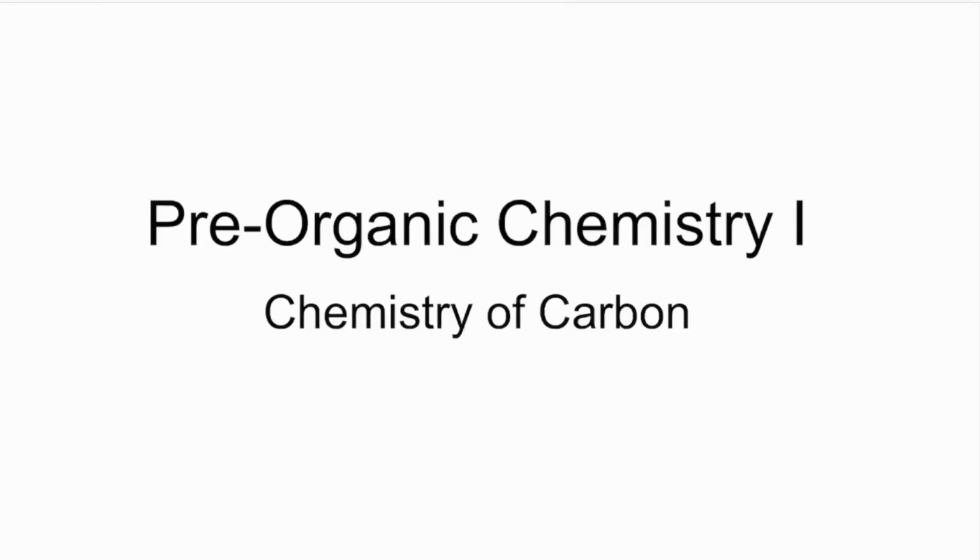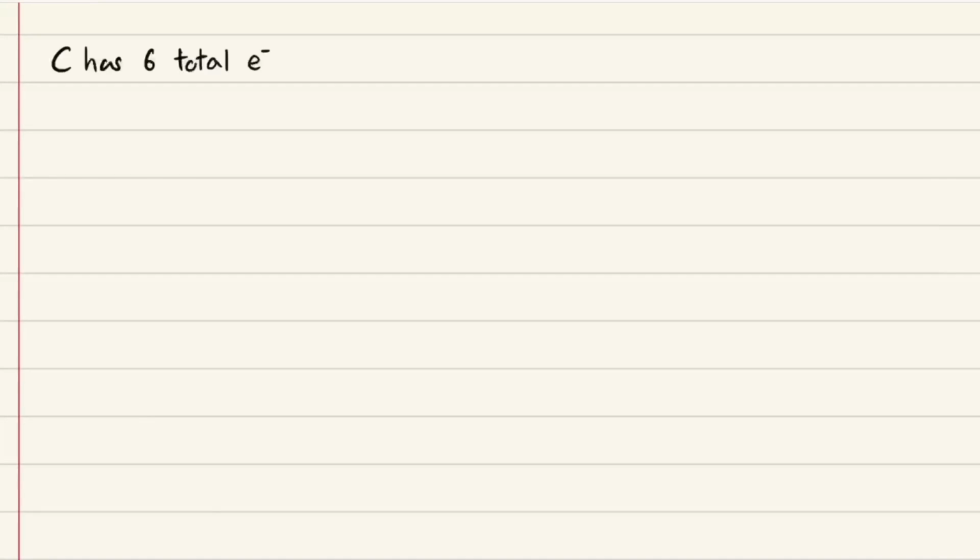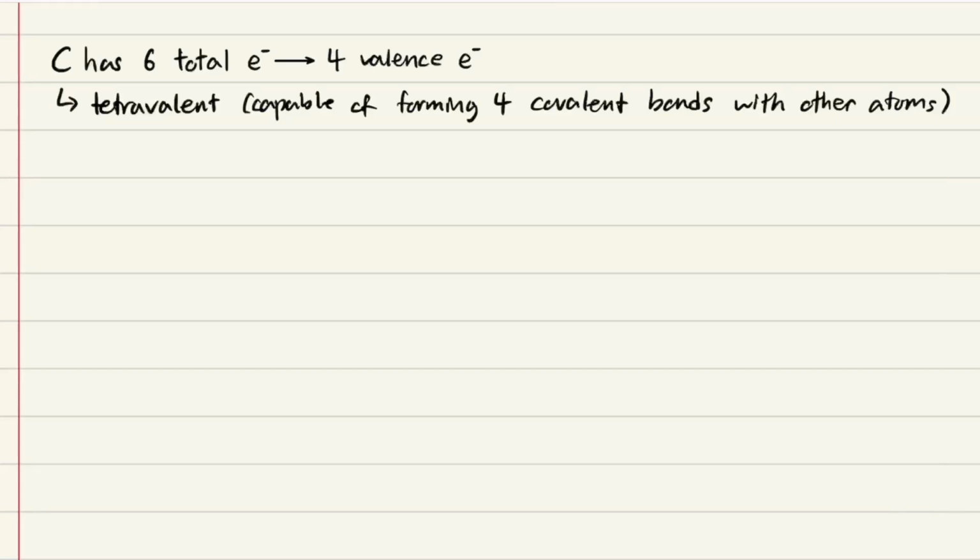In this video, we will discuss some key properties of carbon, as well as how to calculate degrees of unsaturation for hydrocarbons and other simple organic molecules. A carbon atom has 6 total electrons, with 4 of these electrons in the valence shell. As a result, we refer to carbon as tetravalent because these electrons can participate in bonding, allowing carbon to form 4 covalent bonds with other atoms.